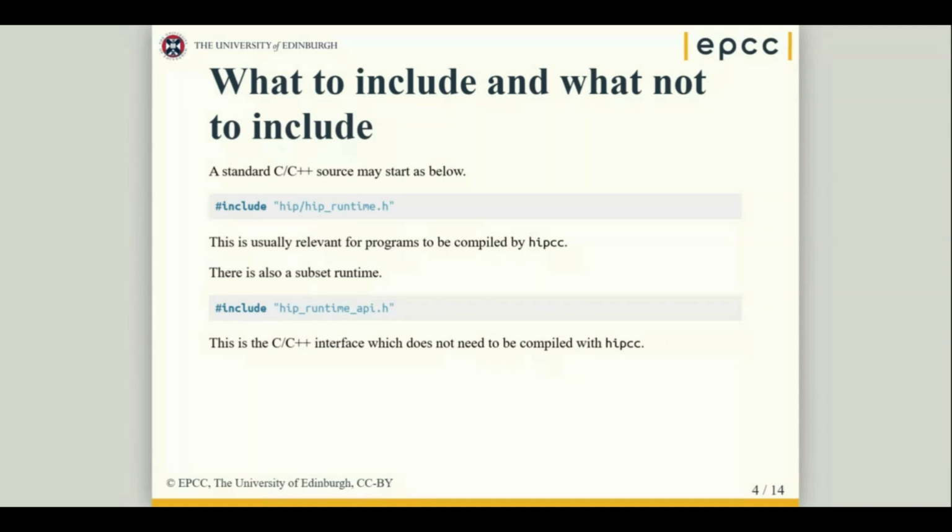So we want to start programming and moving some data from our host to our device to be able to use our GPU. What do we need to start including in our file to start writing a piece of code? So you will need to include in a C++ source, might start with #include hip/hip_runtime.h. This is usually relevant for programs compiled by hipcc. There's also a subset, which is hip runtime API, which is just the C++ interface, so you don't need to compile it with hip because it's not going to compile the library functions that it's going to call. It's just going to give you the function definitions, which can be linked in later.